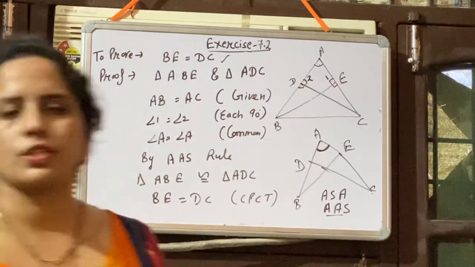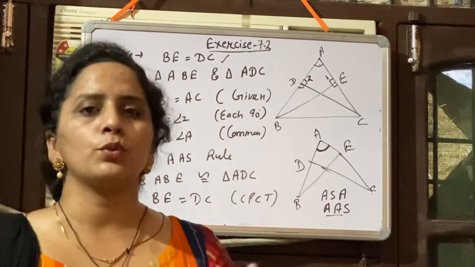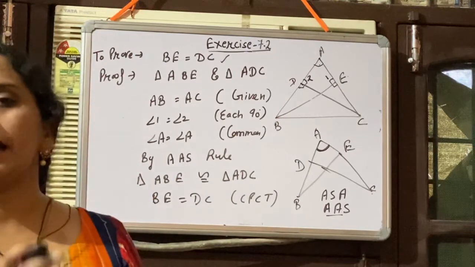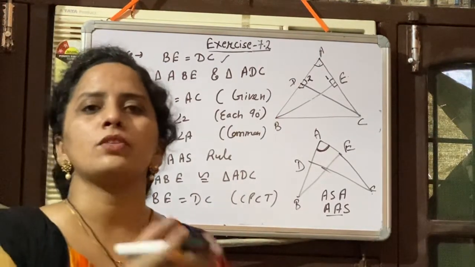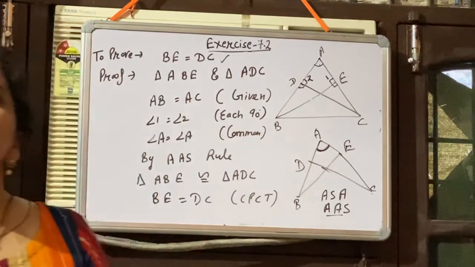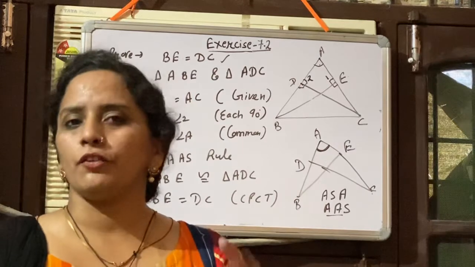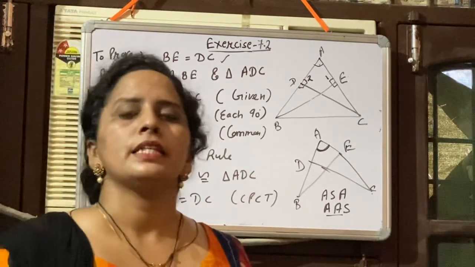So in any question, if we have to show any two angles or any two sides are equal, what will we do? We try to find the two triangles in which these two sides or angles are included. After this we will prove these two triangles congruent, because if two triangles are congruent, then its remaining parts are equal by CPCT.